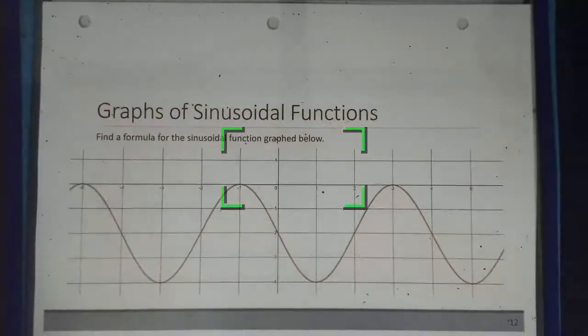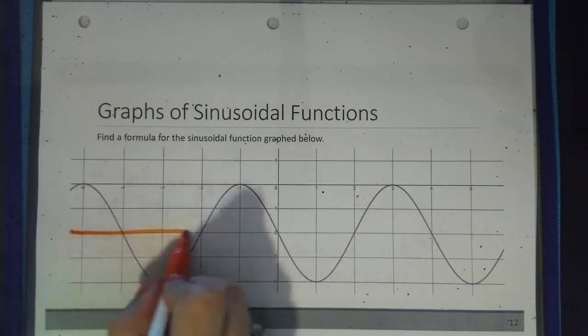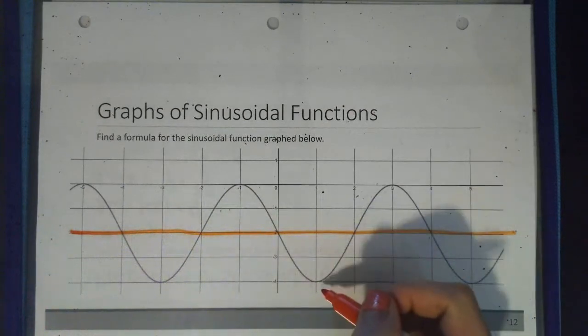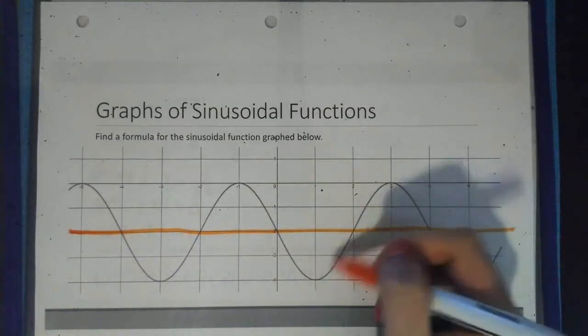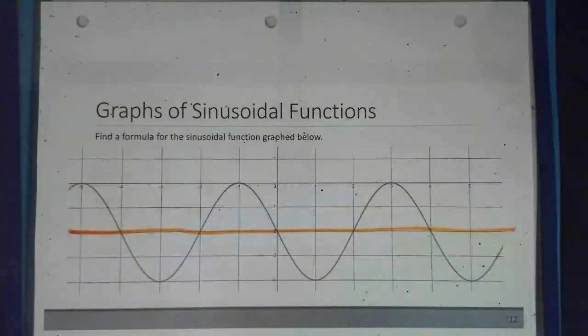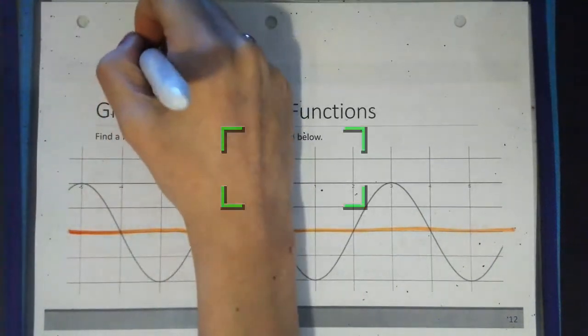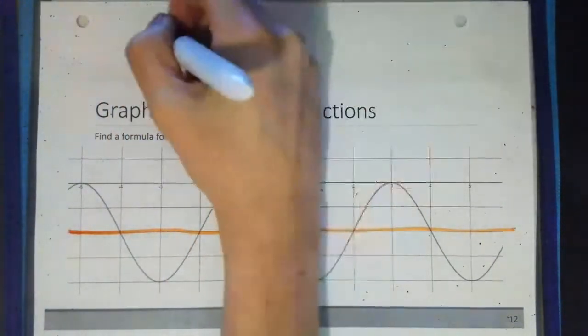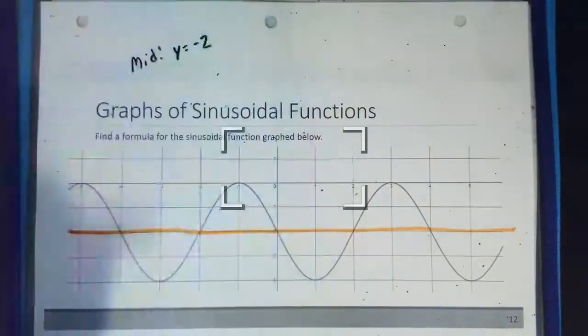Next up, I have a graph here that I'm looking at. I want to find a formula for this sinusoidal function. So let's see what we can do. It looks like my midline is going to be at -2 because I go from -4 to 0, and the average of those two is -2. So that's going to be my midline. Let me write that down. It was at y equals -2.